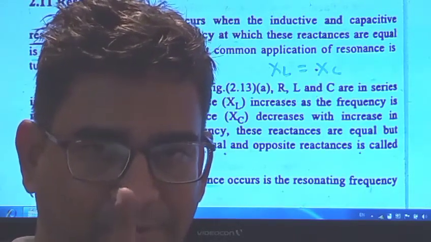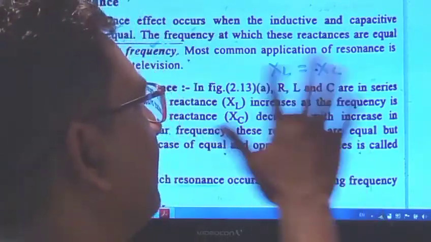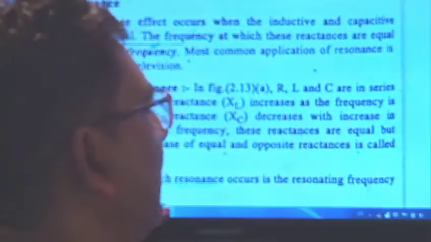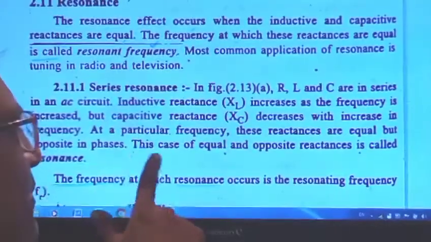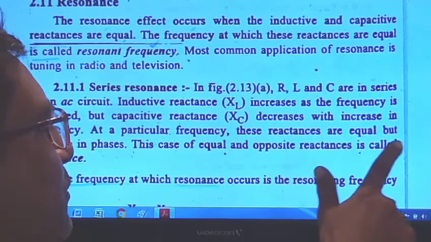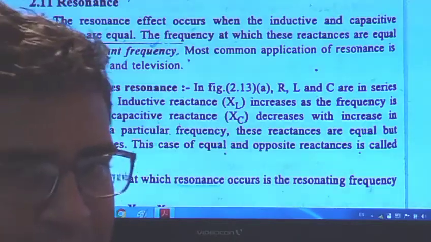At one particular frequency the reactances will be equal, and that is the frequency we are going to find out. These reactances are equal but opposite in phase. This case of equal and opposite reactance is called resonance. It is a very important definition from the examination point of view.